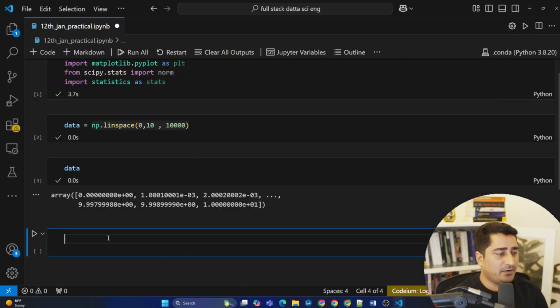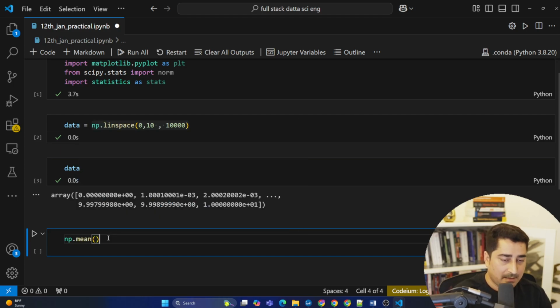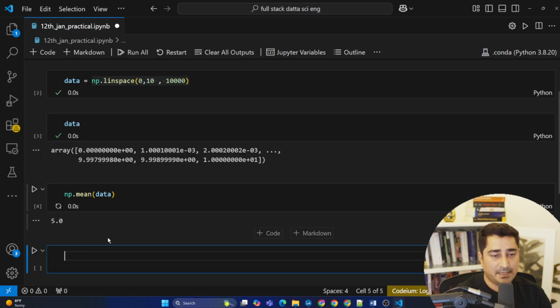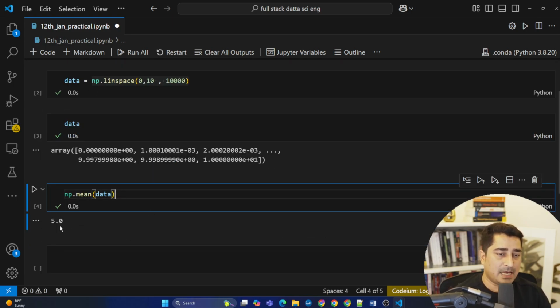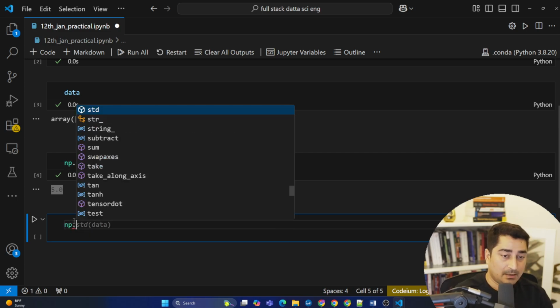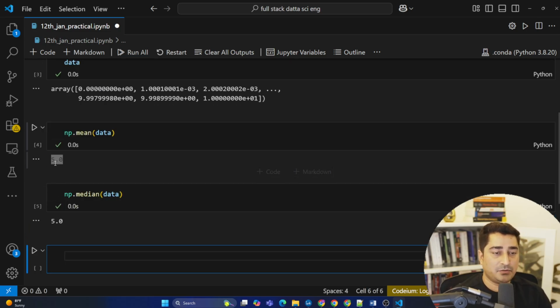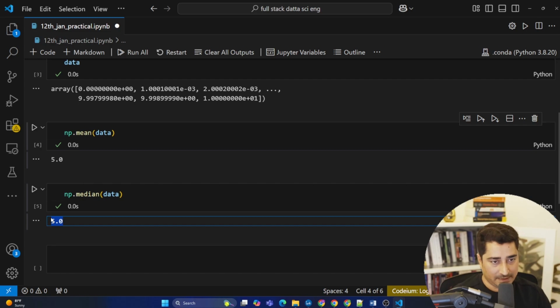To verify it, I have to find out the mean, median and mode. So I can write numpy.mean. Inside the numpy package, mean is already available. I can pass my data. Now the mean of my data, the average of my data, is basically 5. Now let's find out the median. numpy.median, median of the data. So median is equal to 5. So mean is equal to median. Mean is 5 and median is also 5 for me.